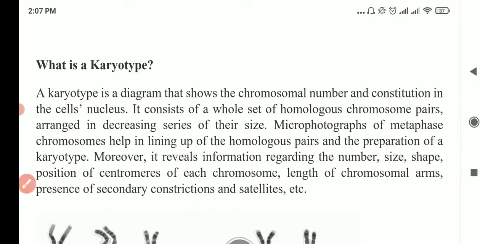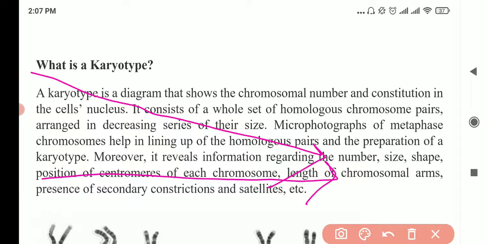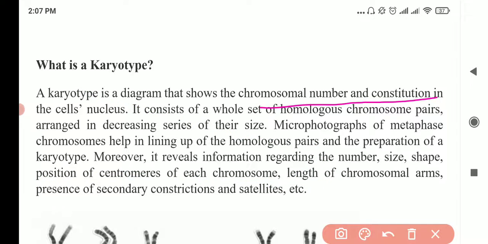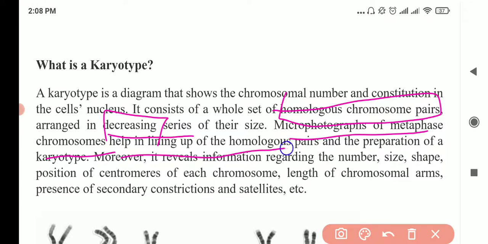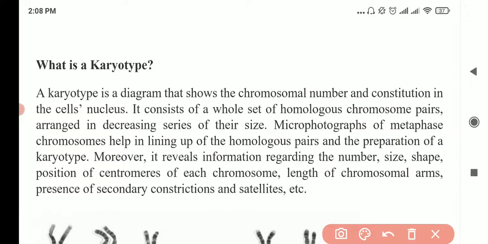So let's go through. A karyotype is a diagram that shows the chromosome number and constitution in the cell nucleus. It consists of a whole set of homologous chromosome pairs. Like I said, a set of homologous chromosome pairs arranged in decreasing series of their size. Microphotographs of metaphase chromosomes help in lining up the homologous pairs and the preparation of a karyotype. So they are taking microphotographs during the metaphase time.